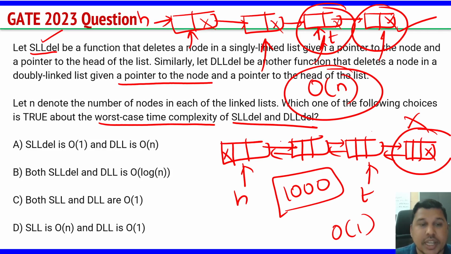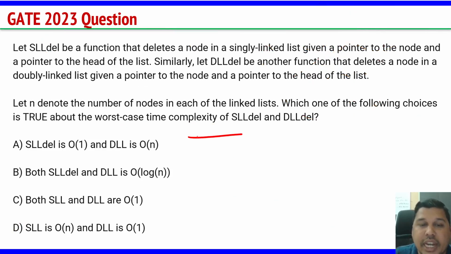Okay, I will repeat once again. So, the answer will be option D. Why is it order of n in a single linked list, and why is it order of 1 in a double linked list? Let us see. I will talk about the single linked list first.